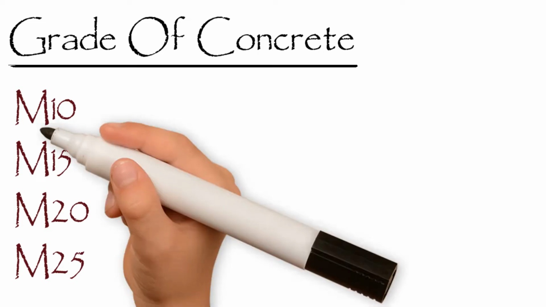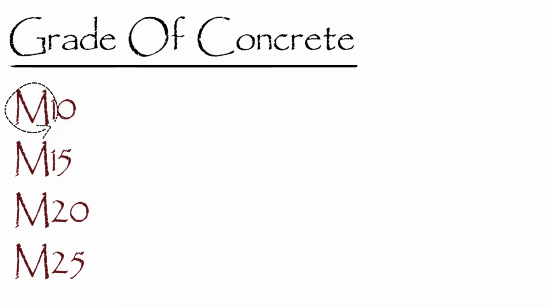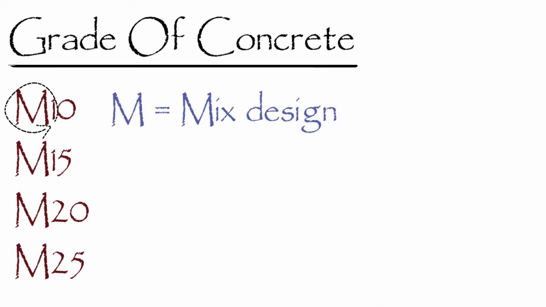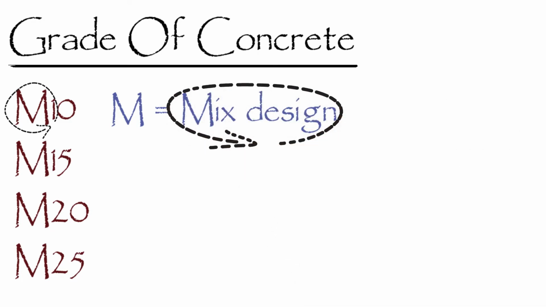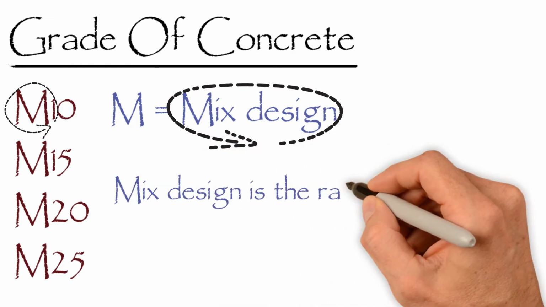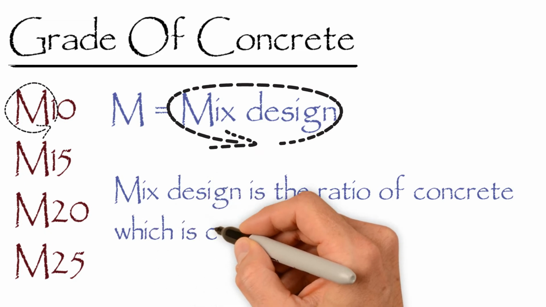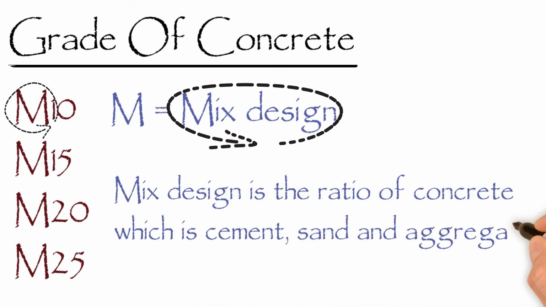Now here you may ask what the M is for. Before I explain further, let me tell you what M and 10 mean here. M means mix design. Now you may also ask what is mix design. So let me explain a little more. Mix design is the ratio of concrete, which is cement, sand, and aggregate. Hope this is clear now.